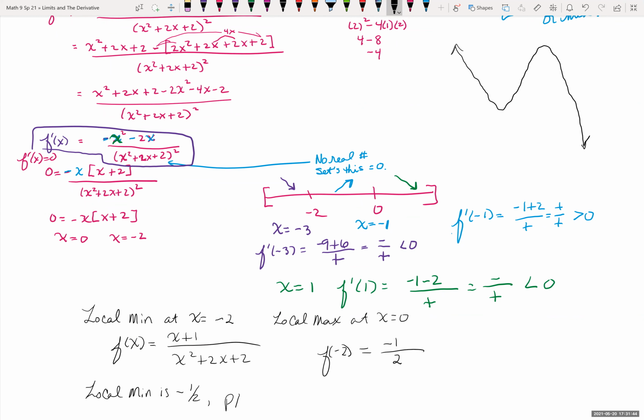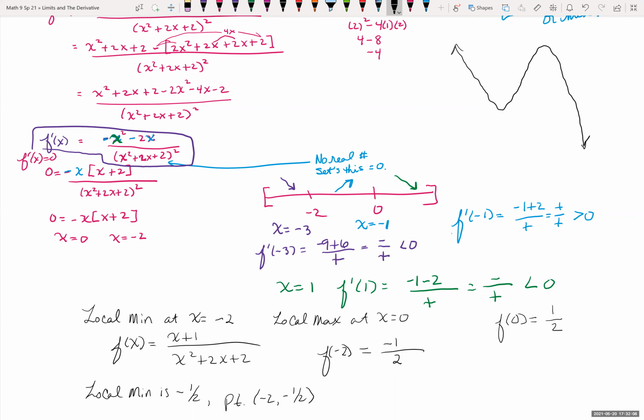And we can say the point is -2, -1/2. And then we know that there's a local max at 0. And so plugging that 0 back in the original, well, 0 plus 1 is 1, all over 0 plus 0 plus 2. So 2 in the denominator.